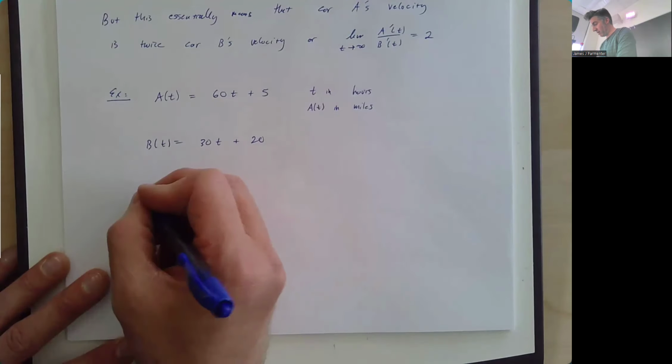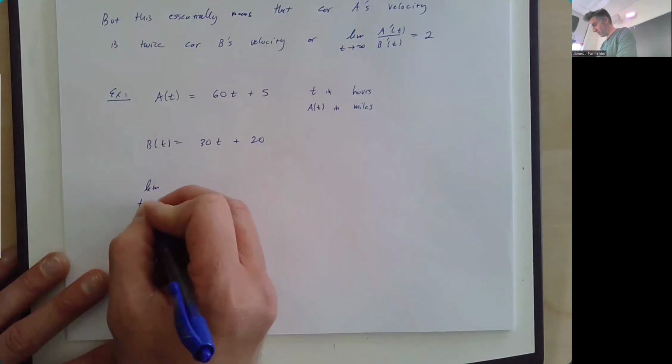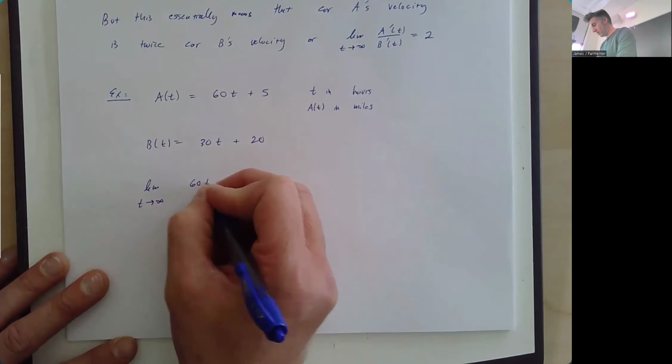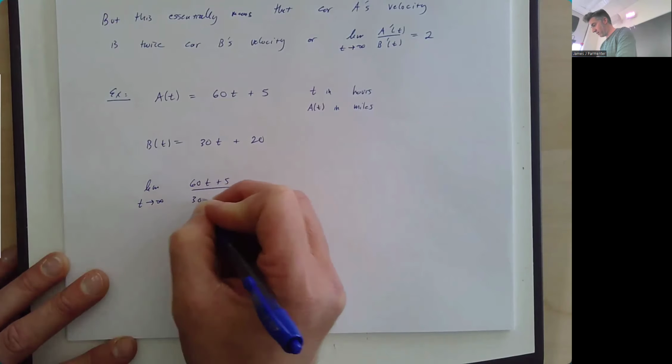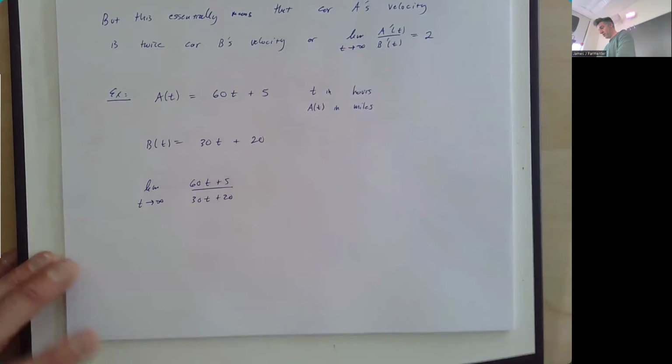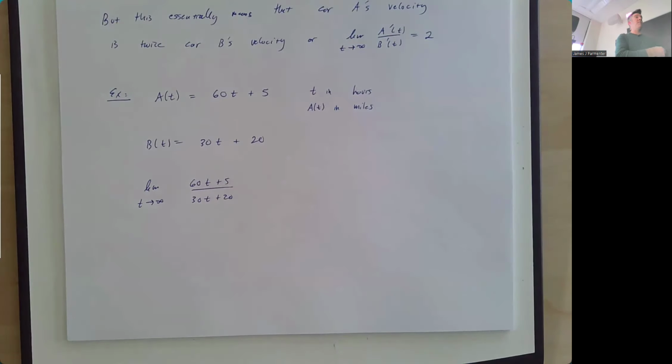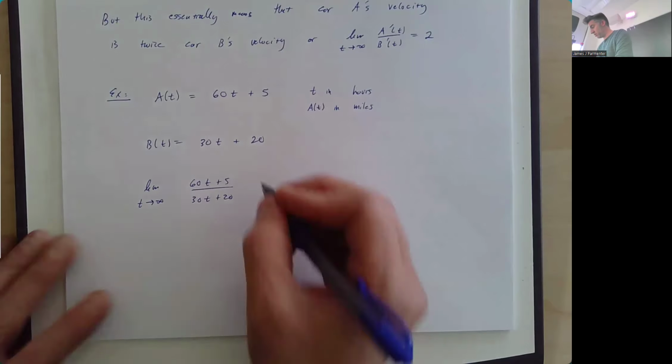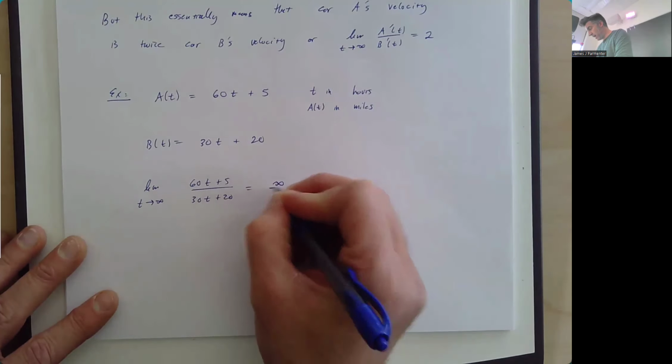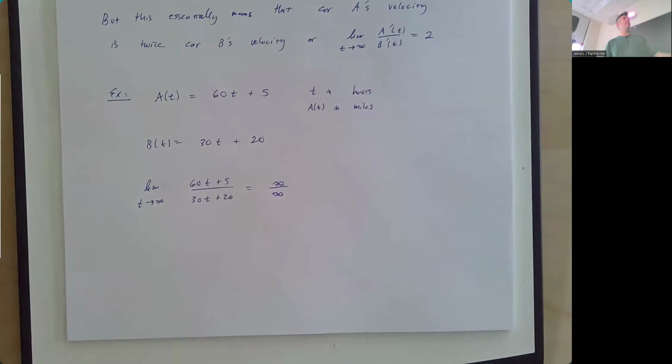We want to find the limit as t goes to infinity of A of t over B of t. That's an infinity over infinity type. The top is going to infinity. The bottom is also going to infinity. In the past, the way we would have dealt with this would have been by dividing everything by the highest power of t in the denominator.